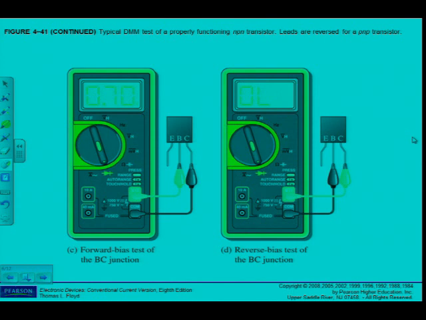Digital multimeter test for a properly functioning NPN transistor for base-collector, forward biased and reverse biased. So I can see again forward biased approximately 0.7 volts, and for reverse bias open line or the voltage of the internal battery. Alright, that of course is when the transistor is not defective.